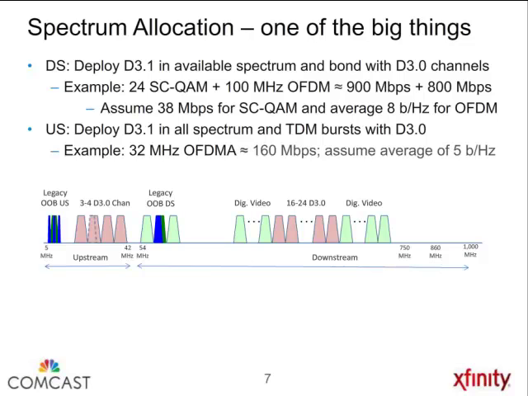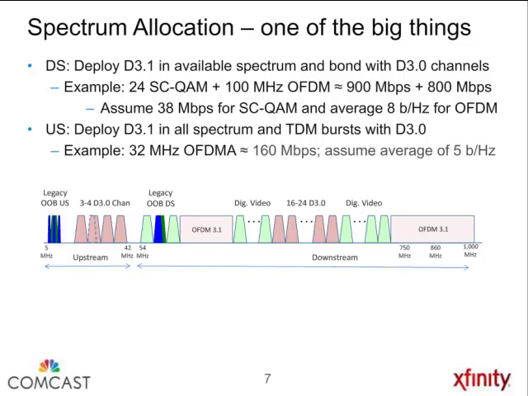So this picture shows what we might have in the network today, with the upstream on the left and the downstream on the right, where the green and blue represent the out-of-band, and the light green bands represent digital video, and the rest are all QAM. So that's what we may have today: 3 to 4, in some cases 2, downstream channels, and 8, 16, 24 DOCSIS 3.0 channels. So DOCSIS 3.1 downstream could be deployed in whatever spectrum is available, either through reclamation.